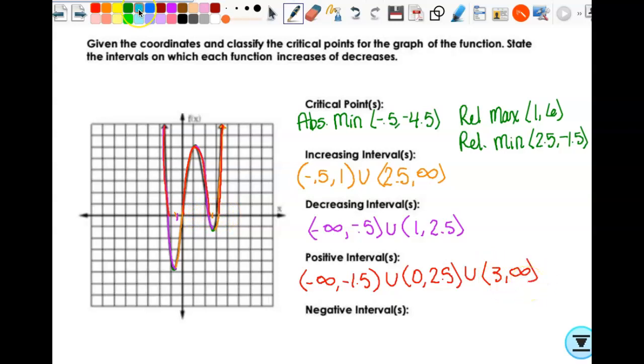The pictures will look good. Negative, I'm here and here. So I start here at negative 1.5, and then I go to 0. And I'm going to union that with 2.5 to 3.